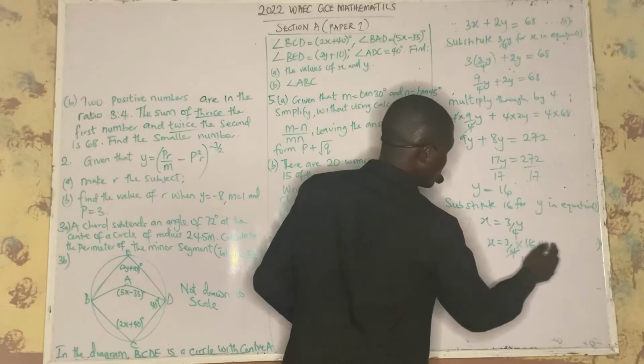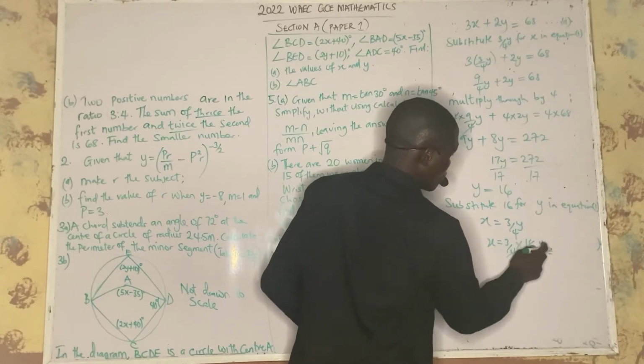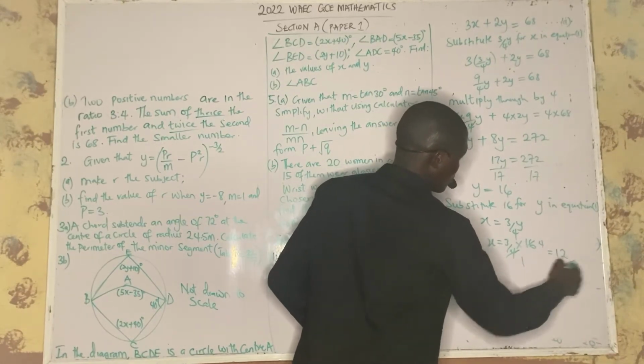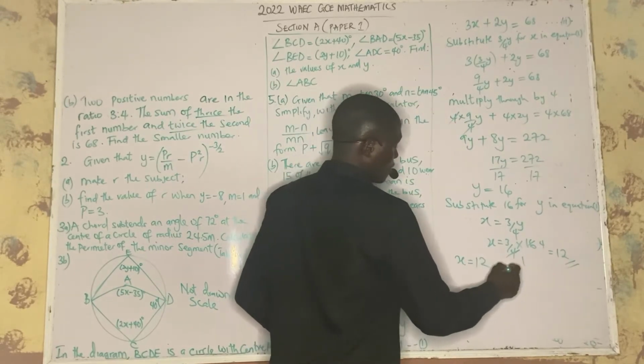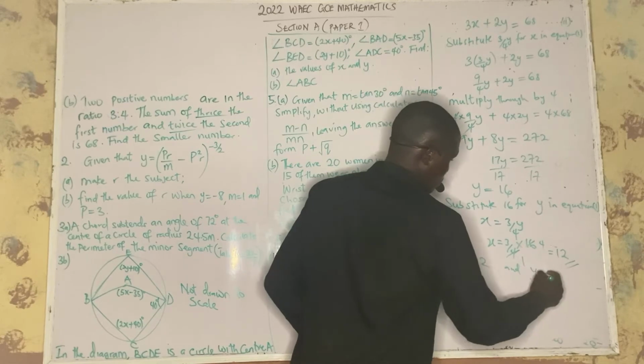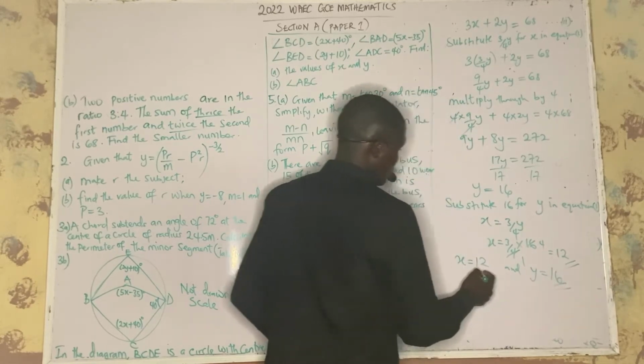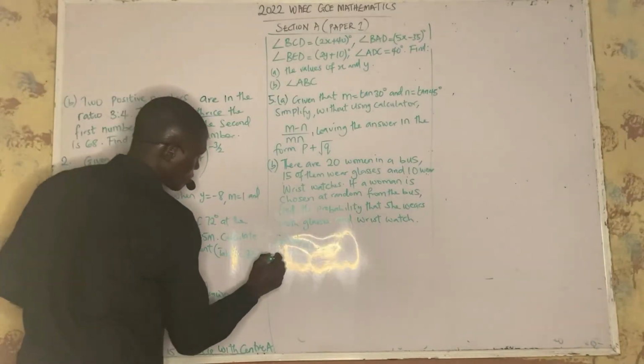So 3 times what? 3 times 4 is going to give us 12. So the two positive numbers are x equal to 12 and y equal to 16. Final answer. Number 2 now.